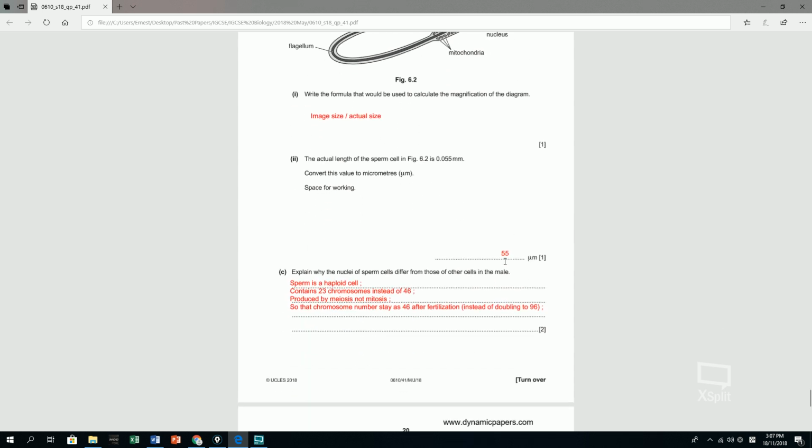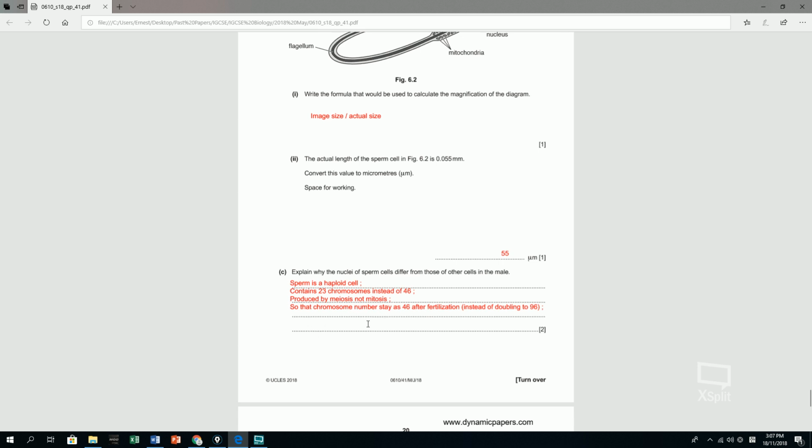They ask you to write the formula for magnification, which is image divided by actual size. Apply the formula, you should get 55 microns for this particular question. Pretty simple stuff. And explain why the nuclei of the sperms will differ from those of other cells. Of course, this is a question to do with the fact that sperm is a haploid cell and contains 23 chromosomes rather than 46 chromosomes like the rest of the cells of the body. And this is because sperm cells are produced by meiosis, okay, rather than mitosis in terms of cell division.